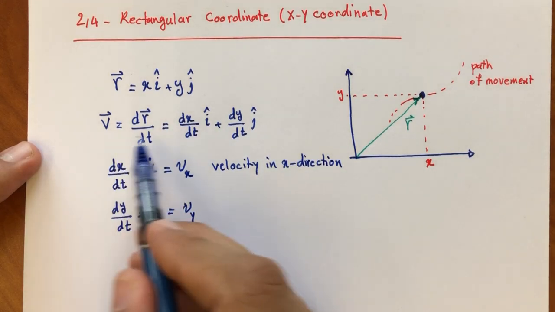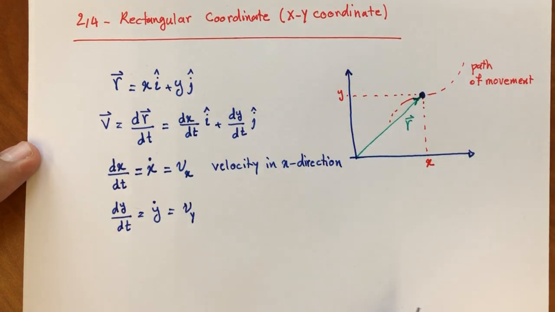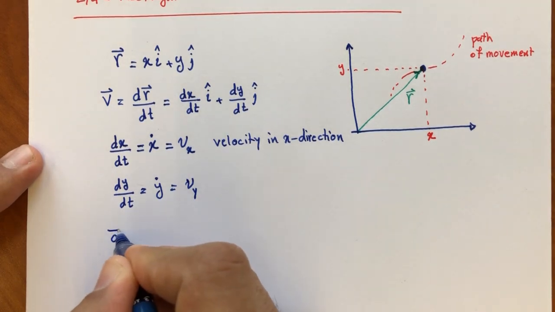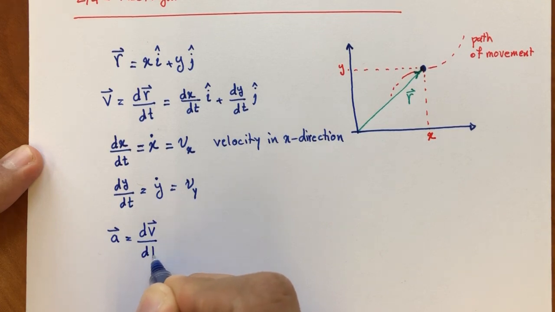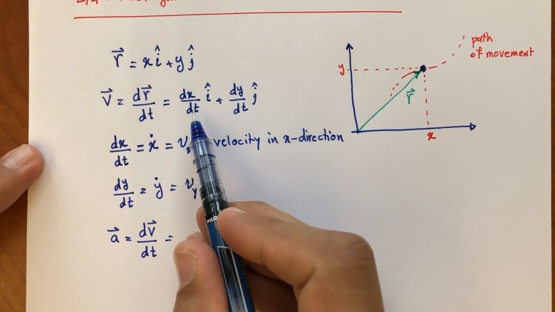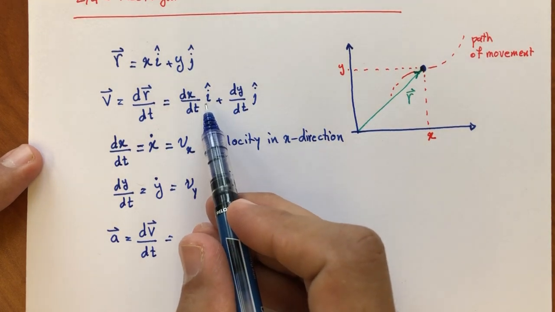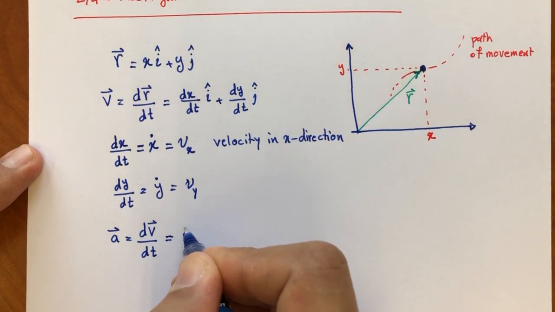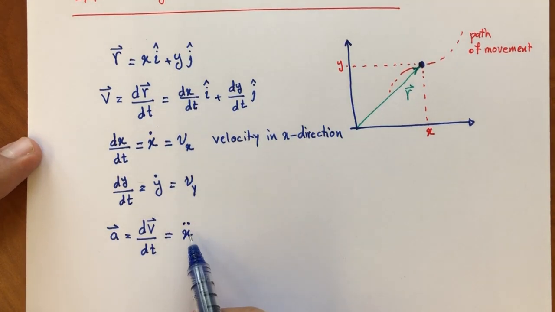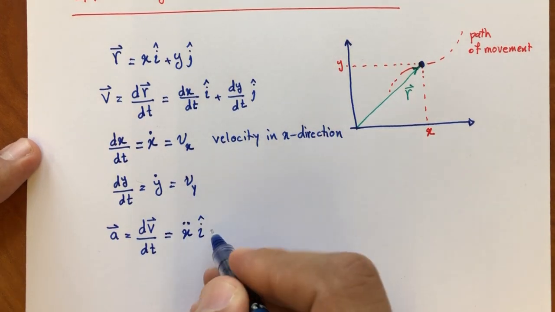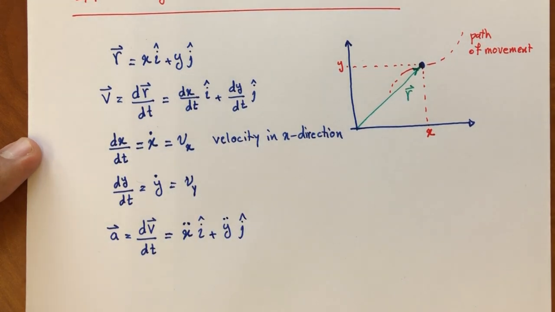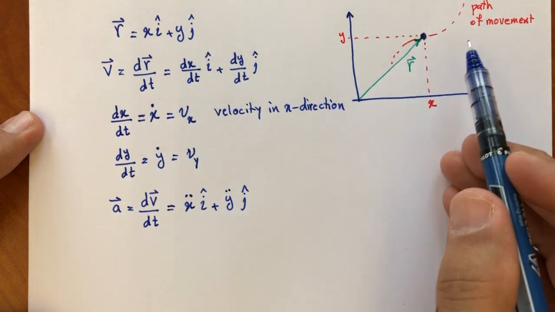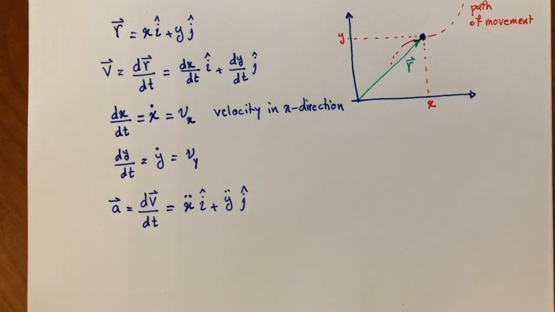If I take another derivative from this equation, I'm going to be able to find acceleration of that particle. Acceleration, in general, is equal to derivative of velocity with respect to time. So it's going to be second derivative of x with respect to time times I hat. Second derivative, we can show with double dot. So x double dot means d squared x over dt squared in I hat direction plus y double dot in j direction. So these are the equations for movement of a particle in plane using xy coordinate.